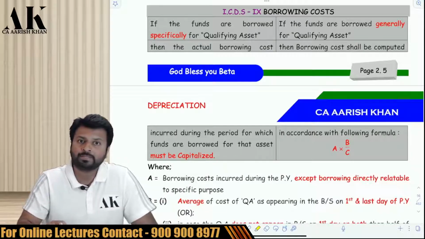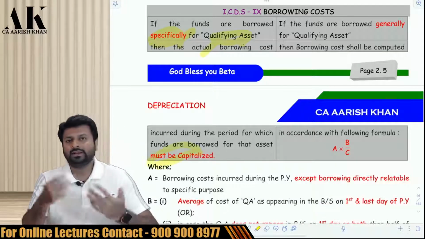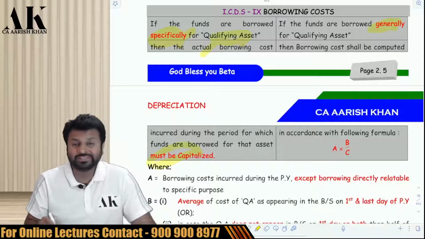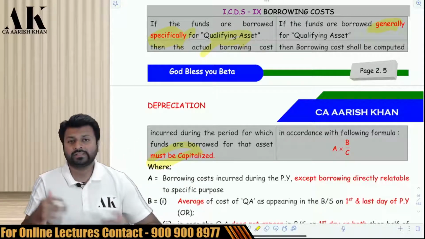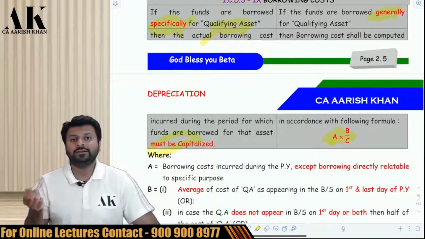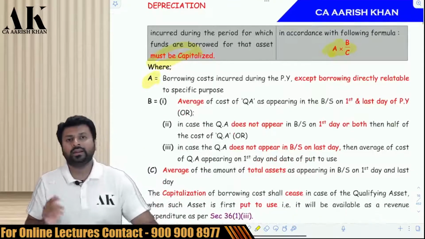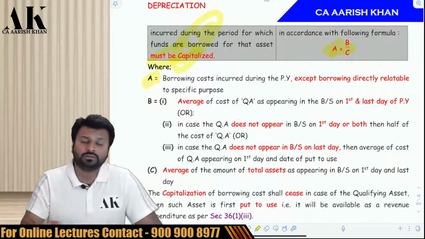Now listen carefully. If you take a loan specifically for a qualifying asset, then you have to capitalize that. Now, if you take a general loan, which is not only for a qualifying asset but for general business purpose, which includes the qualifying asset, then you have to capitalize based on this formula: A into B divided by C. What is A? A is the borrowing cost other than this cost, that is, other than specific borrowing.